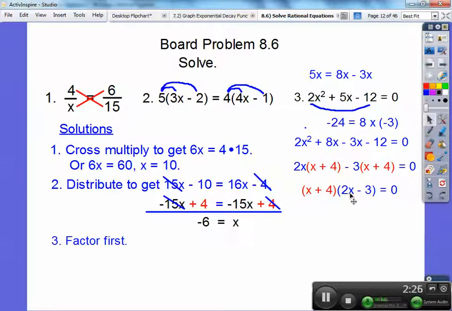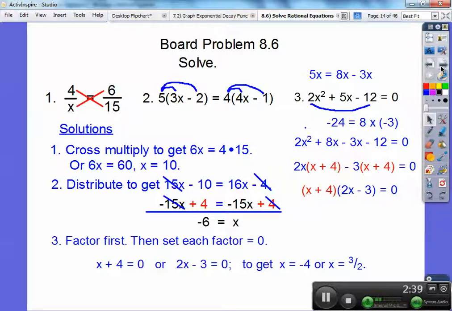Okay, so there it is factored, and that works on all those ones if that's not 1 right there. And I love doing this method because I can get it really systematic anyways on that. All right, now set the factors equal to 0. And then x plus 4 equals 0, 2x minus 3 equals 0, and you get x equals negative 4 or 3 halves. All right.